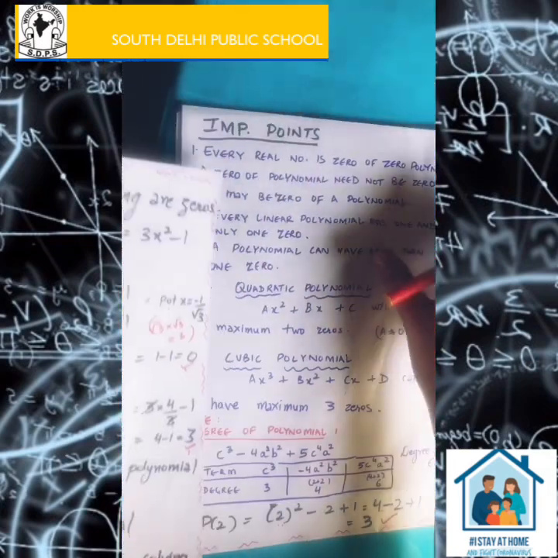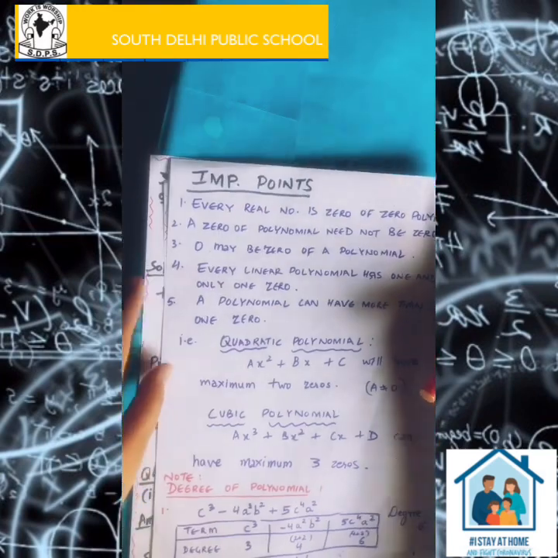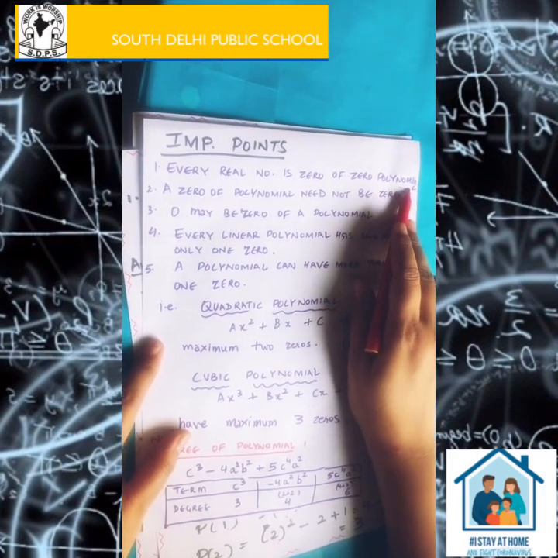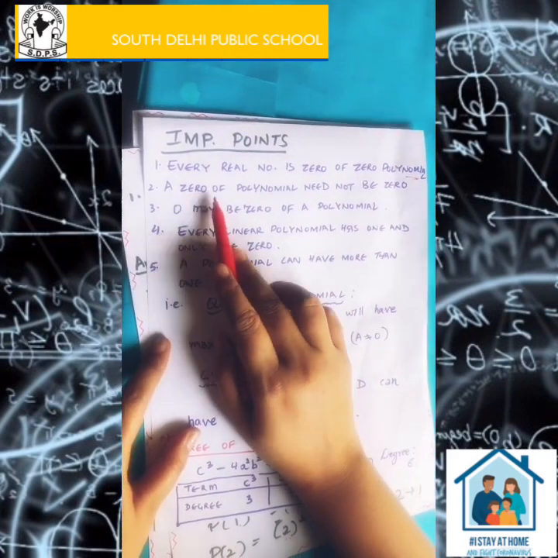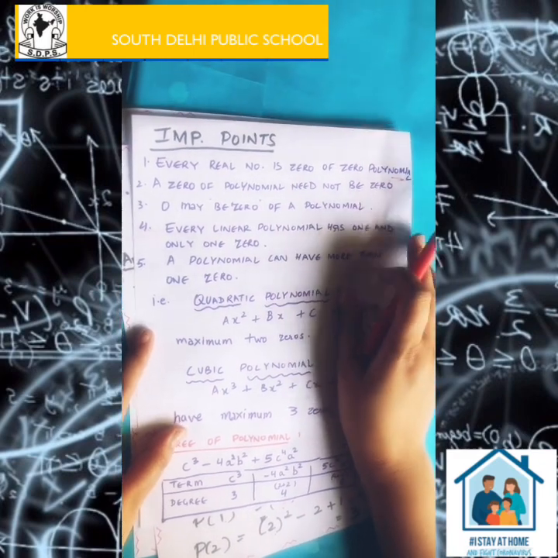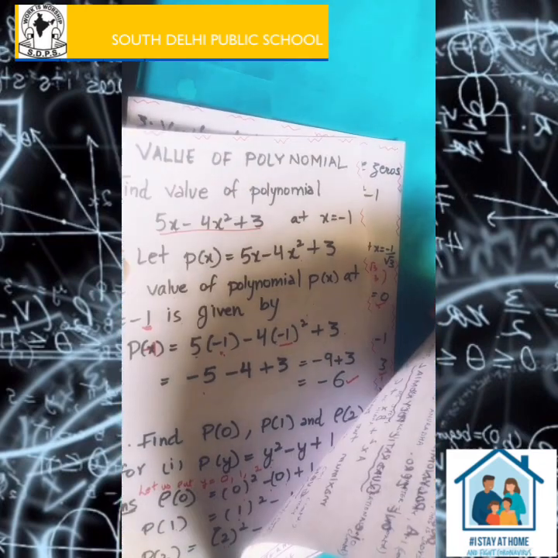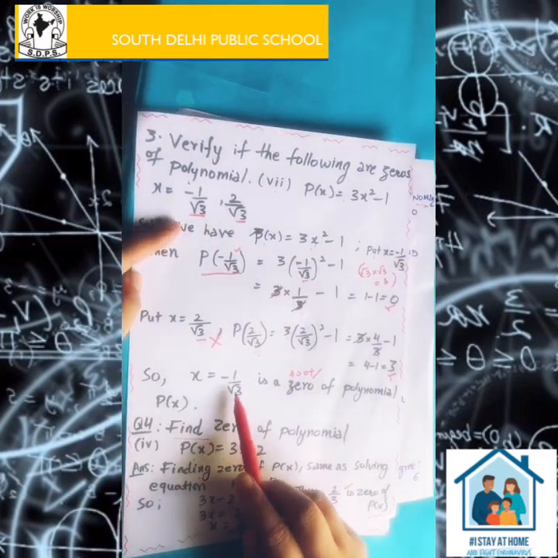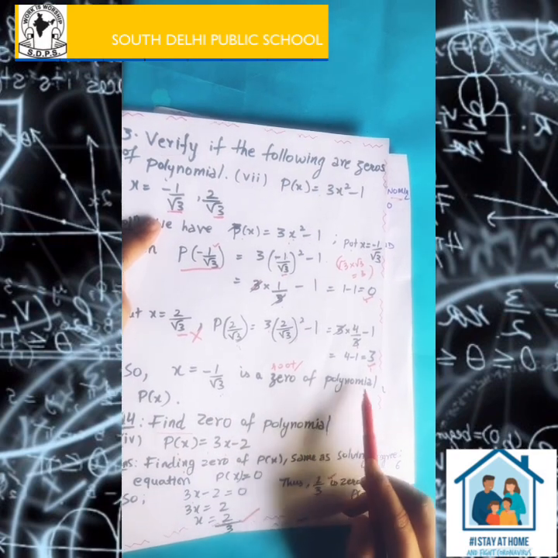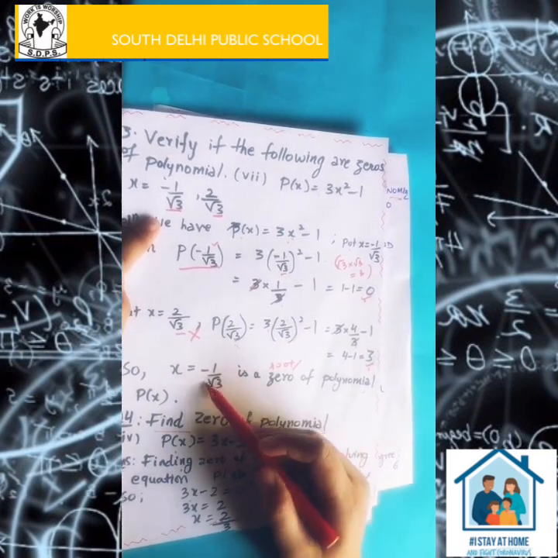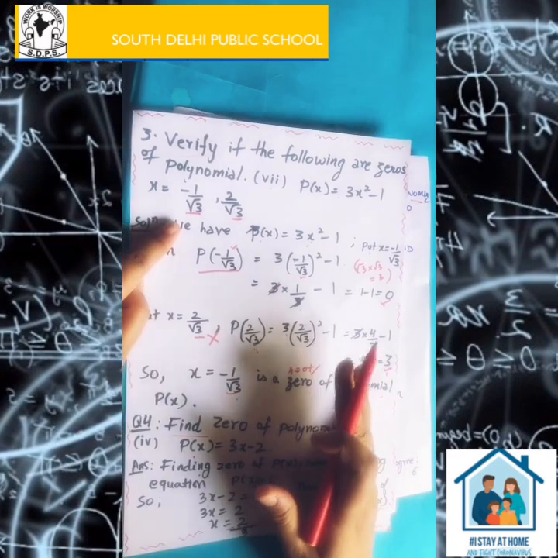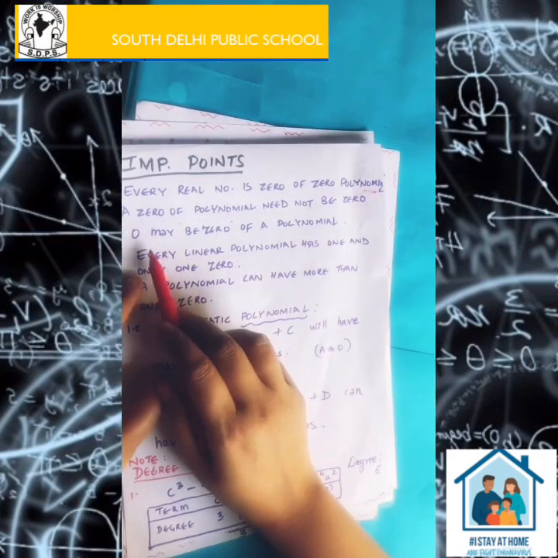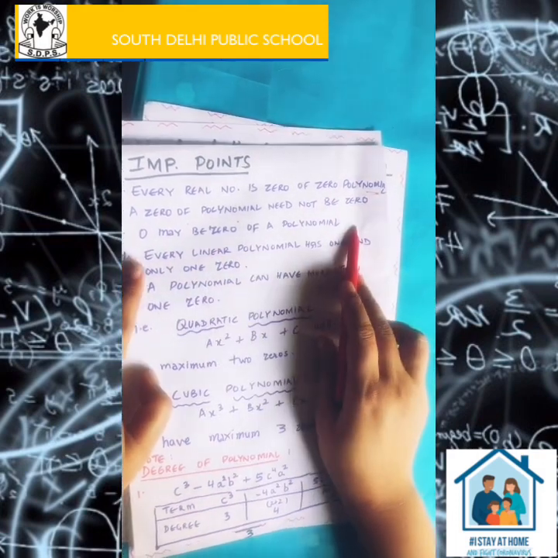Now let me give you some important points. Students, every real number is a 0 of the zero polynomial. A 0 of a polynomial need not be 0. You have seen in question number 3 that we found the 0, −1/√3, as a 0 of the polynomial. So it is not necessary that it has to be 0. It can be 0, but it need not be 0. 0 may be a 0 of a polynomial.